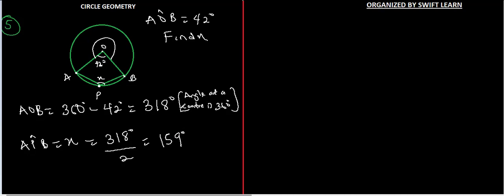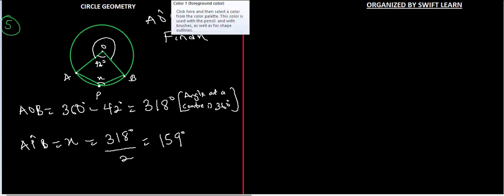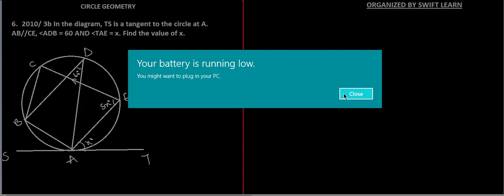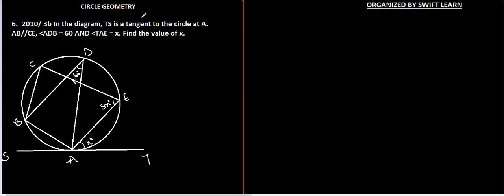Now let's solve the very last question for today. We'll call it a day. Okay, so let's solve our last question for this class. Number 6010 question 3b. In the diagram, TS is the tangent of the circle at A. Now AB is parallel to CE. Are you with me? TAE is X. Alright, find the value of X.